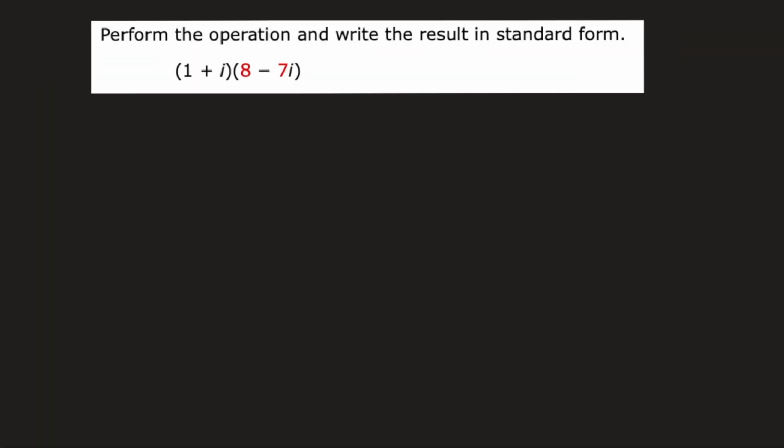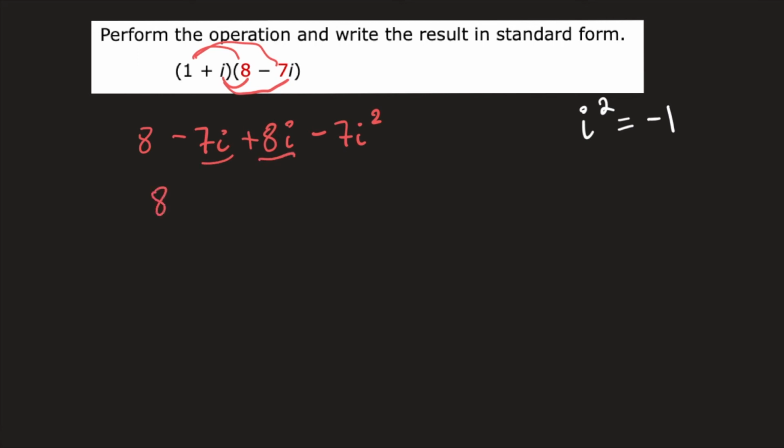When multiplying imaginary numbers, one thing to remember is that i squared is equal to -1. So when we multiply these, I have 1 times 8, which is 8. We're going to use FOIL here. 1 times -7i, -7i. i times 8, positive 8i. And i times -7i will give me -7i squared. So again, I'm going to combine these two terms, giving me 8 plus i.